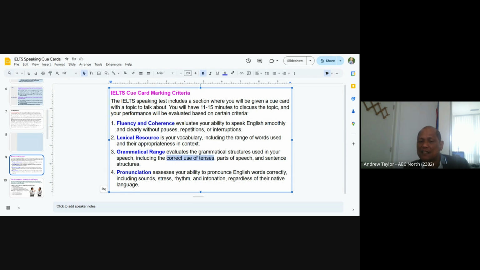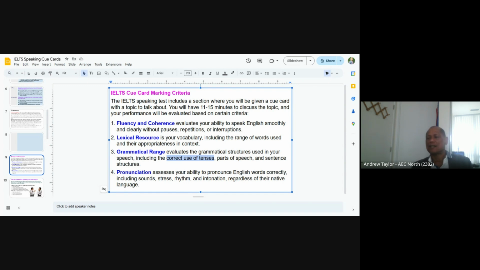Correct use of tenses, like, for example, when you say, oh, yesterday, we say, when I come to Canada 2 years ago, I am so happy. This is wrong grammar, wrong tense. When I came to Canada 10 years ago, I was very happy. And then parts of speech, like you say, you're beautiful has nothing to do with your ability to get a job.